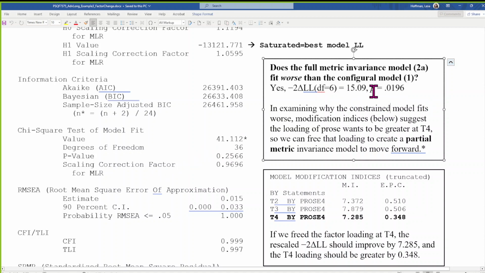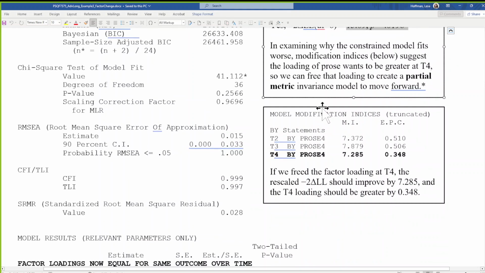I know the model fits really well, but I just made it worse. So I think I should do some due diligence to figure out why I made it worse. And that comes from a piece of output that I've put here called the modification indices. So they have suggested 3 things with respect to the factor loadings that would improve my model. 2 of these make 0 sense.